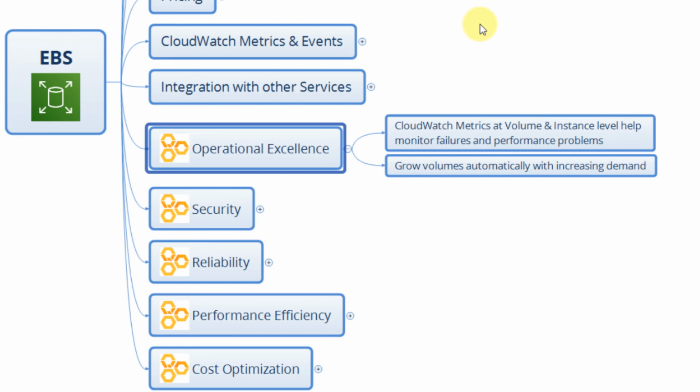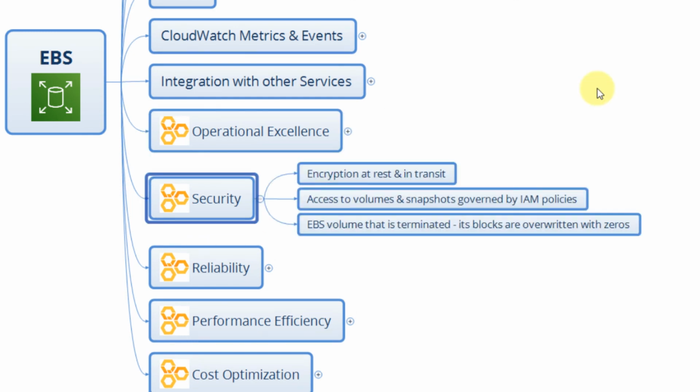CloudWatch metrics at the volume and instance level help monitor failures and performance problems with EBS, and it's possible to grow volumes automatically based on these metrics as demand increases. For security, EBS data can be encrypted at rest and it's encrypted in transit. The access to the volumes and snapshots is governed by IAM policies, and for extra safety, when an EBS volume is terminated, its blocks are overwritten with zeros so that data does not leak from one customer to another.